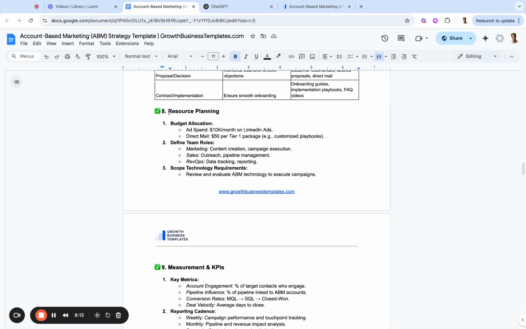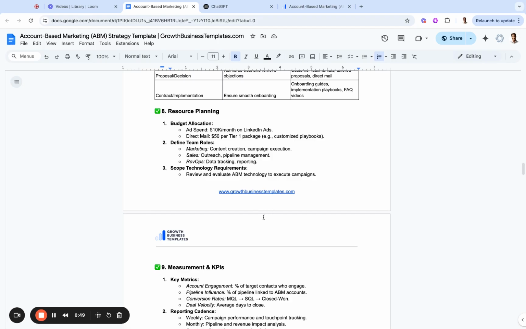So, getting to the end here of the actual outline of it, then I'll walk you through a real example. And so here you've got to include the resource planning. So how much are you going to spend and put towards this? You'll define the team roles, the scope of technology requirements on the team. So, what tech are you going to need? Marketing automation software, ad platform software, sales engagement software, data enrichment software. There's lots to include here. Maybe direct mail campaigns. You'll want some of that software. So you may have that.